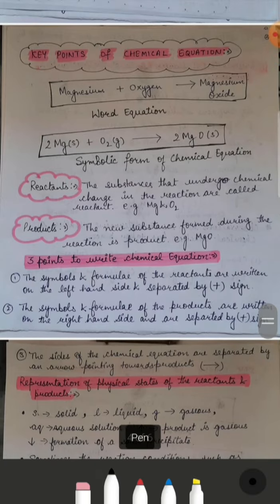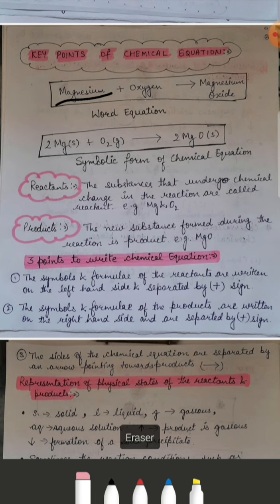Your reactants are the substances that undergo chemical changes in the reaction. What are they? They are the substances which are undergoing some changes, which are going to change. They are your reactants. Like in the above equation, you have magnesium and oxygen. These magnesium and oxygen are your reactants.